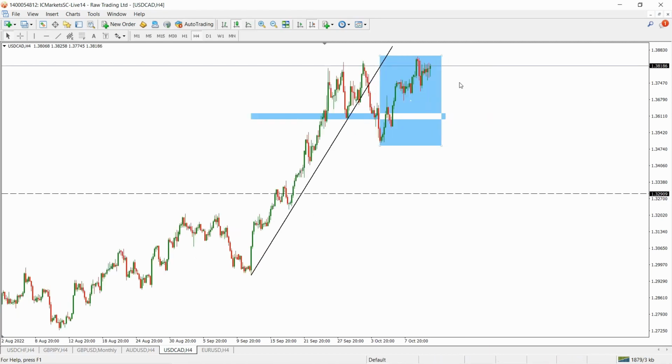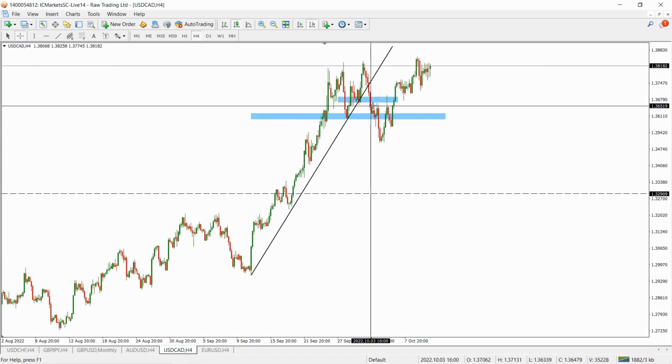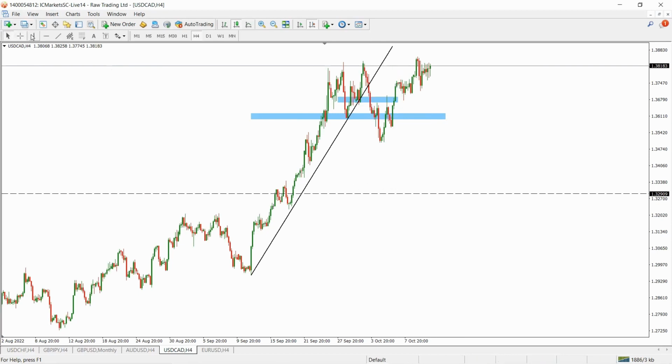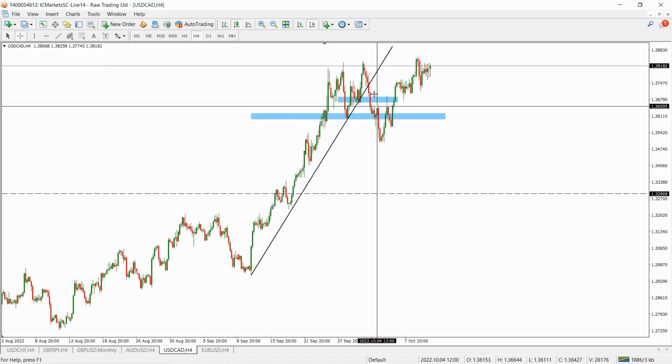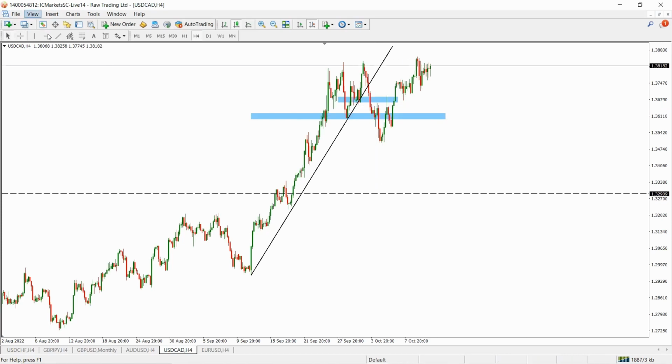Now look at this, guys. Because I understand how to take my early entry, this trade validated for me the moment price broke this point. So that means I'm looking forward to making about 350 pips, and I set my stop loss right here, right above this point.